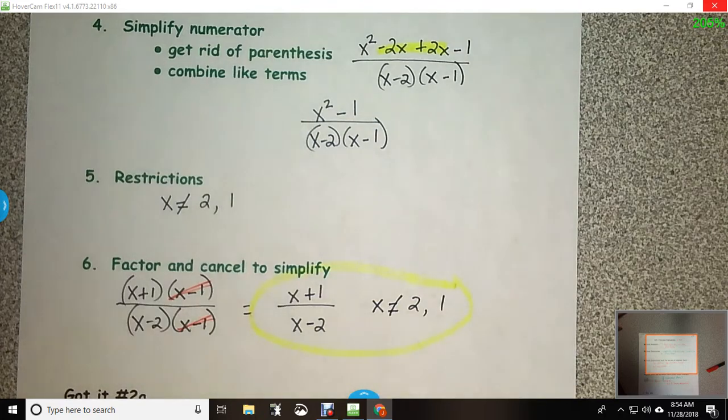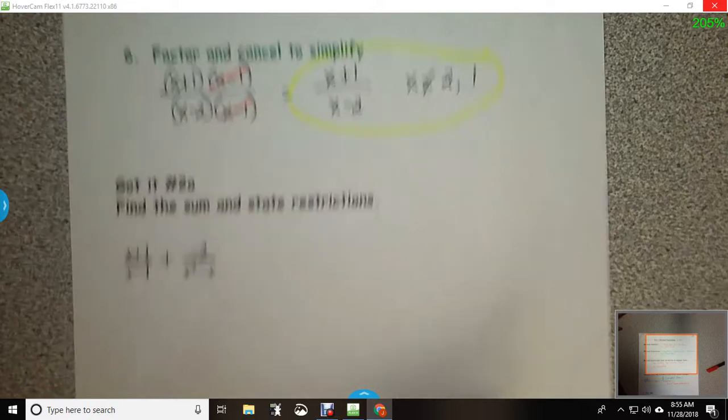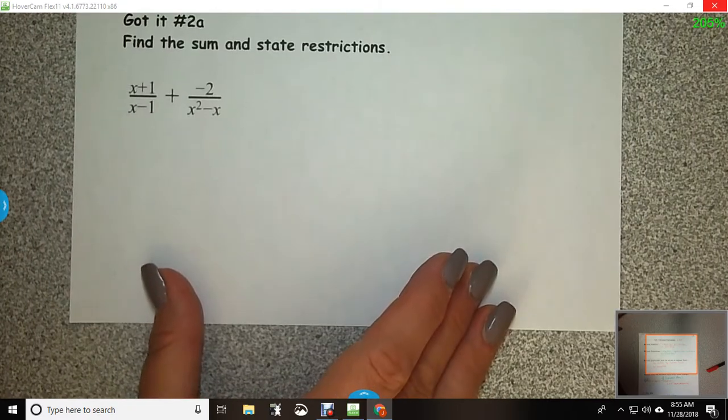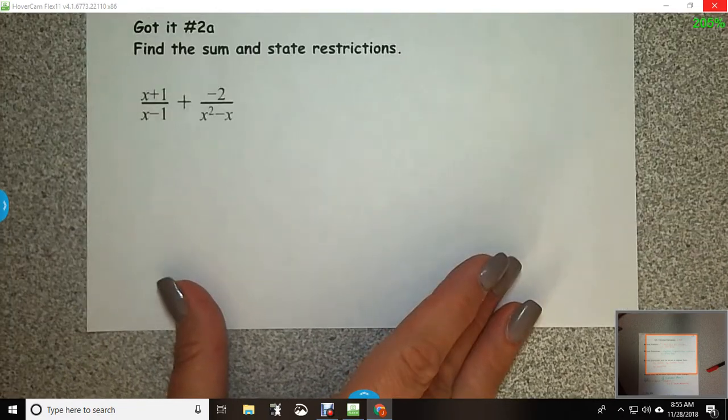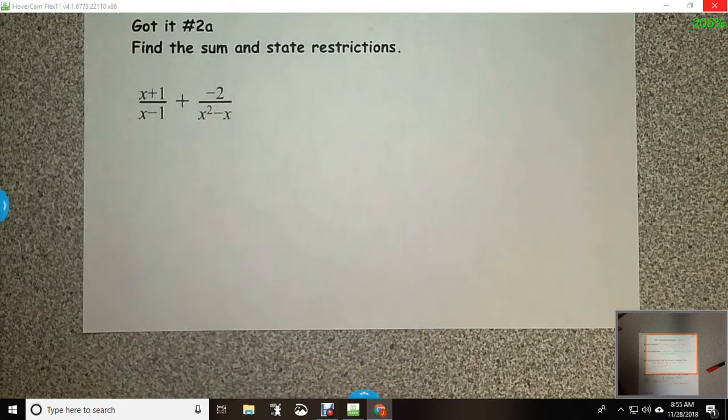Okay, while this process is longer than what we did yesterday, it's really not that difficult as long as you take it one step at a time. Okay, so here is another one. We want to find the sum and state the restrictions.